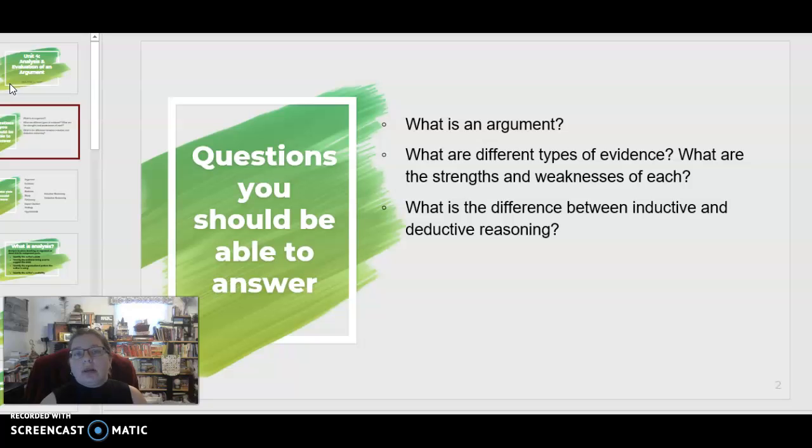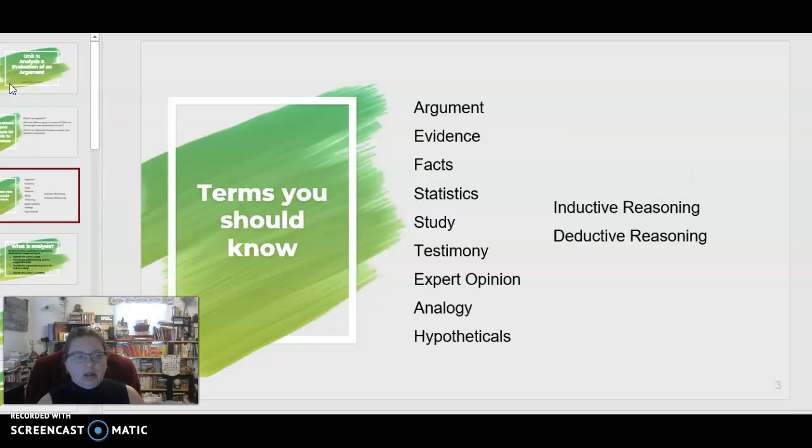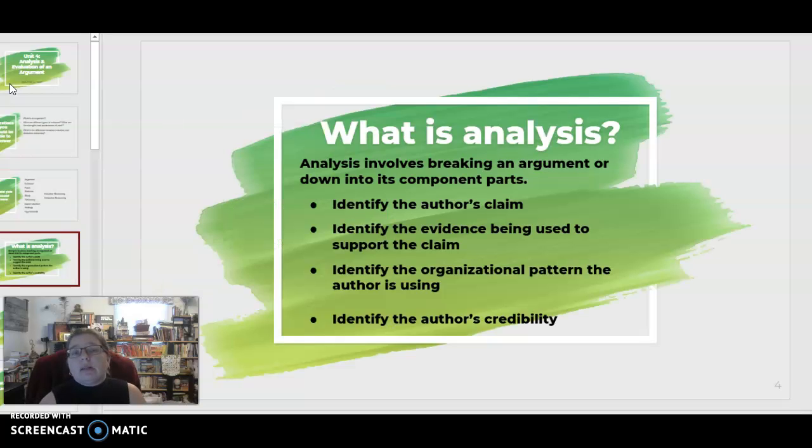So questions that you should be able to answer after this unit include: what is an argument, what are the different types of evidence and what are the strengths and weaknesses of those, and what is the difference between inductive and deductive reasoning? So these are the terms that you'll need to know, and we're going to begin by discussing, first of all, what is analysis.